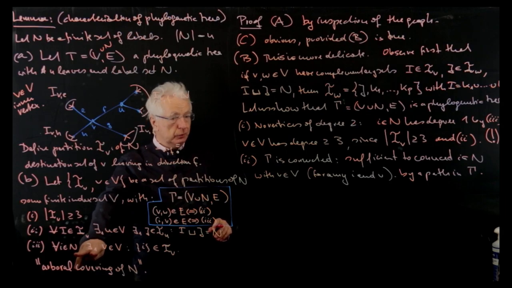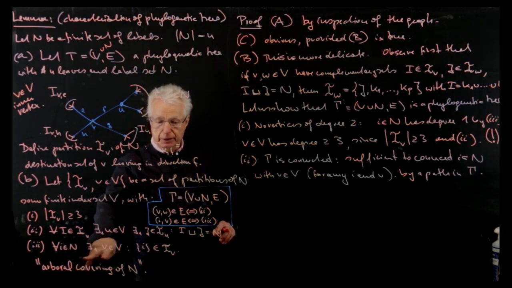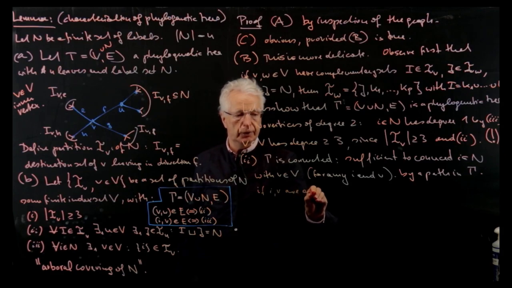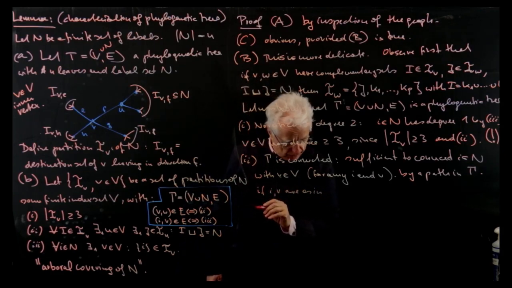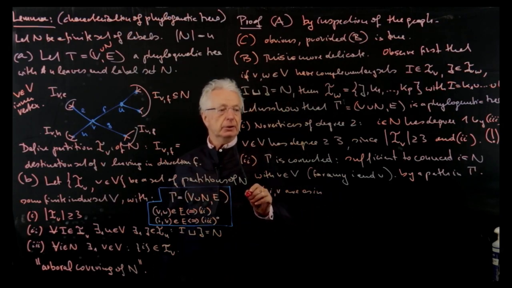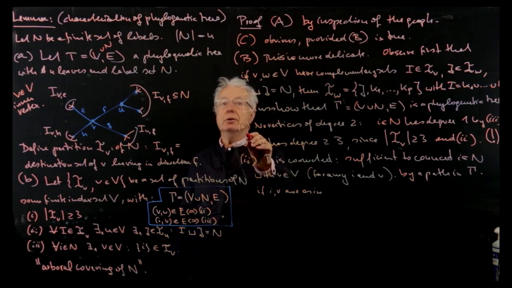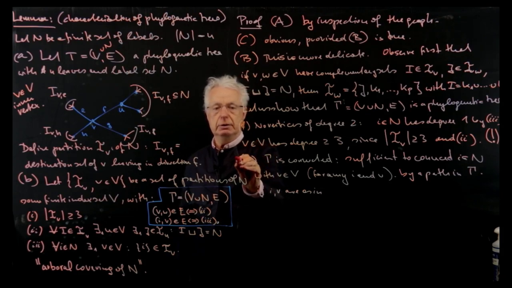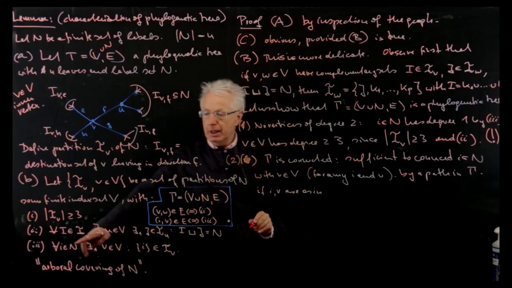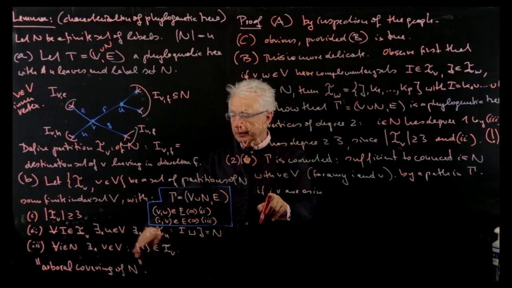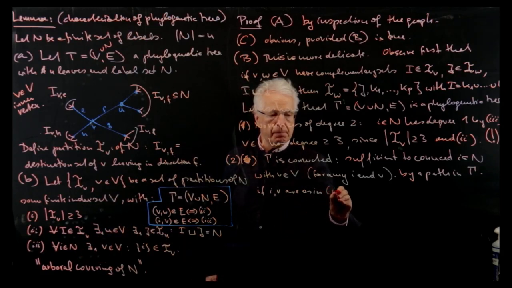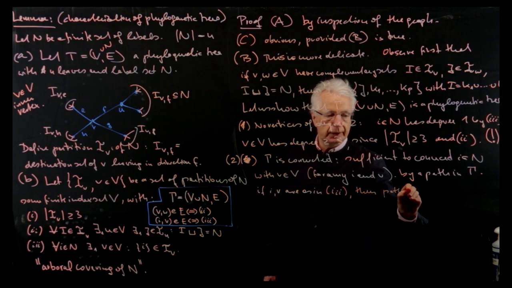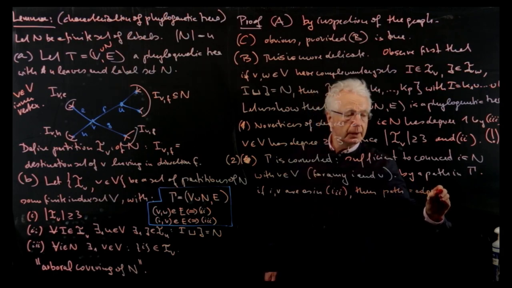If by chance V and I are as in 3 here, then it's clear. That's not very good because my notation is confusing. Let me call this 1 and 2, because I want to refer to this. So if I and V are as in this condition 3, then the path is simple, the path is just the edge I, V.